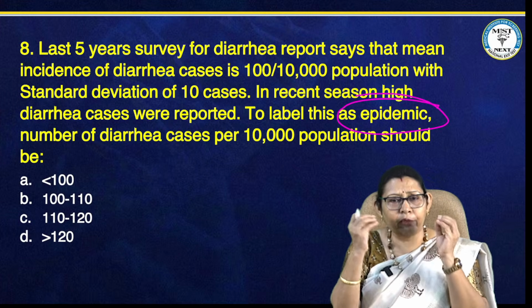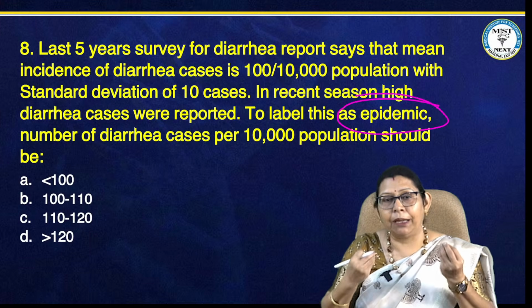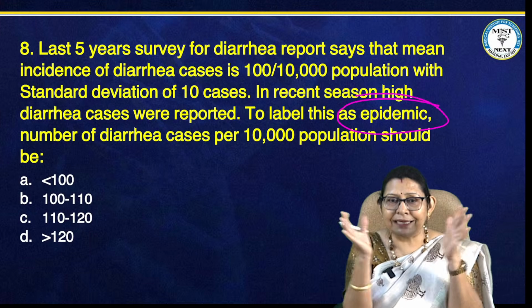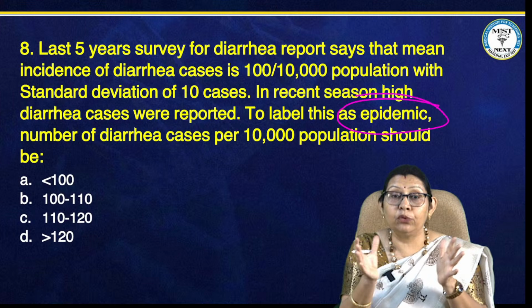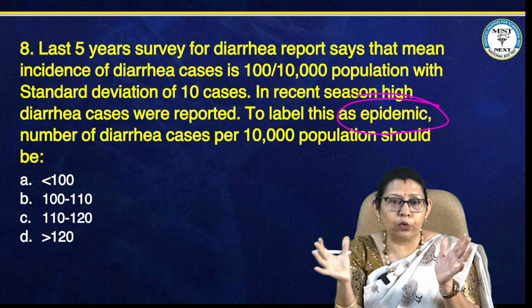And here quickly we have to recall what is an endemic, epidemic, pandemic, and the sporadic. Endemic means the cases are happening within normal limits, and we know what the normal limit is. That is, it is mean plus 2 SD. That is what is a normal limit.